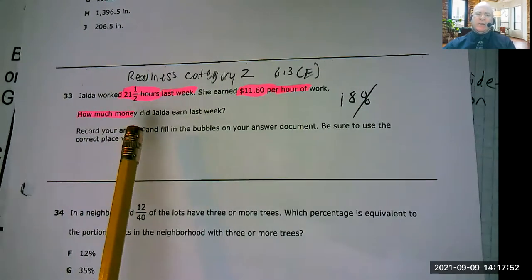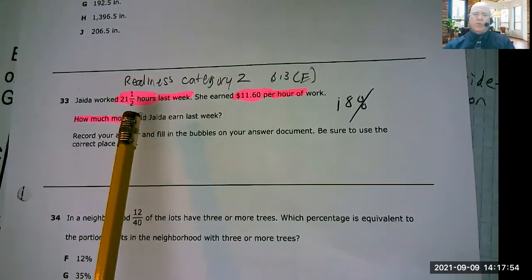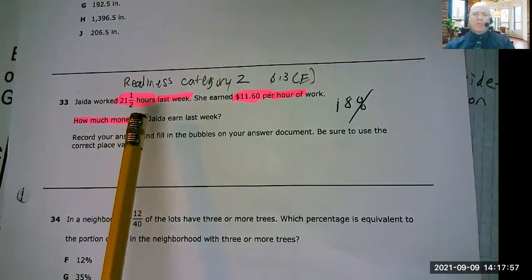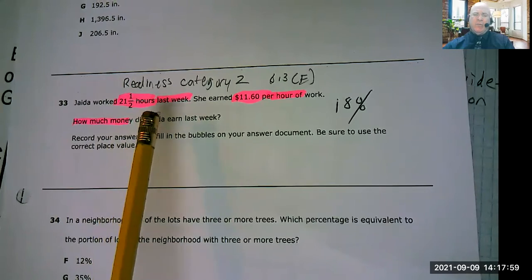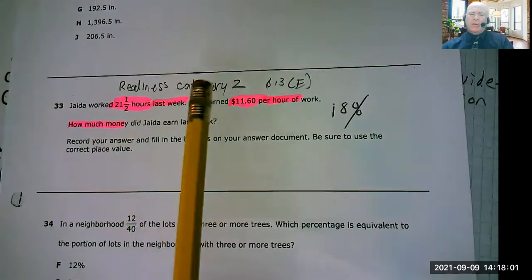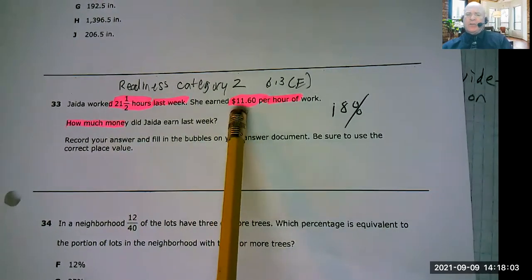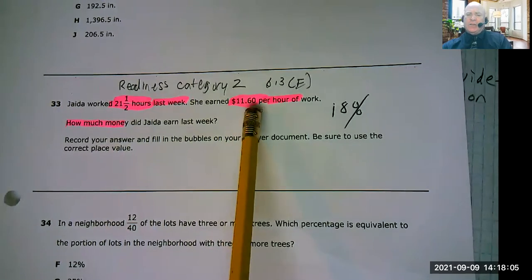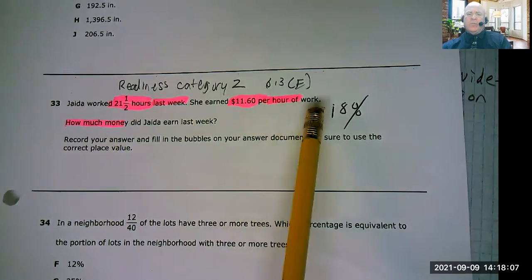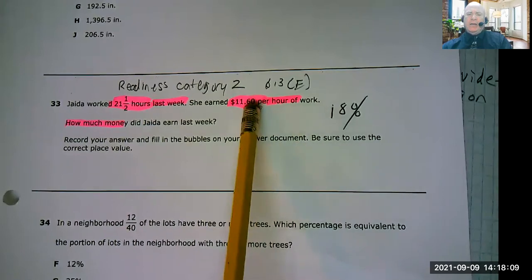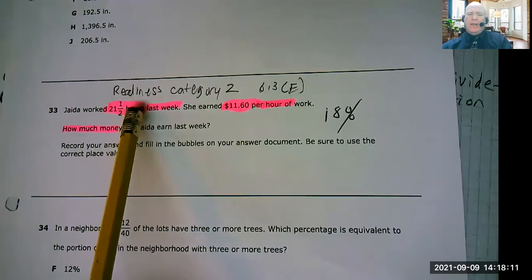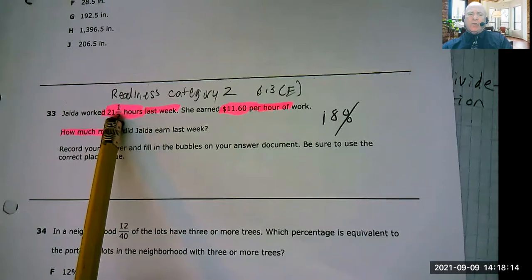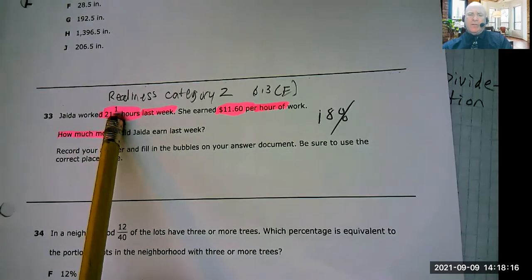So we've got to say, oh, hey, here's one language: 21 and 1/2 hours that I worked last week, if my name is Jada, and I earned $11.60 per hour of work. And is the decimal 21 and 1/2. And so it's 21 point something.